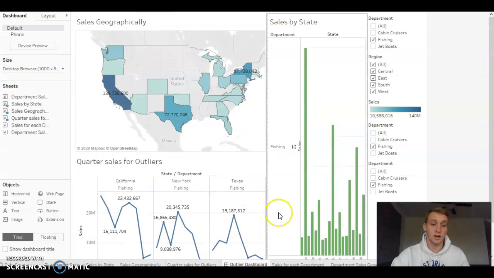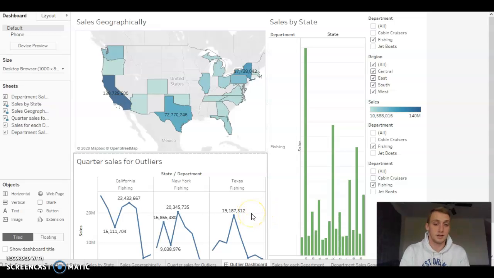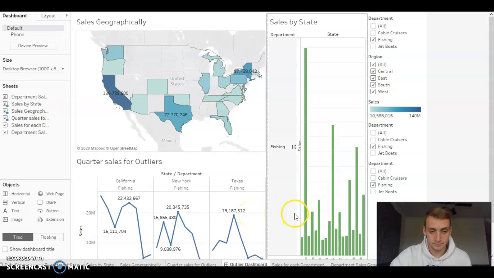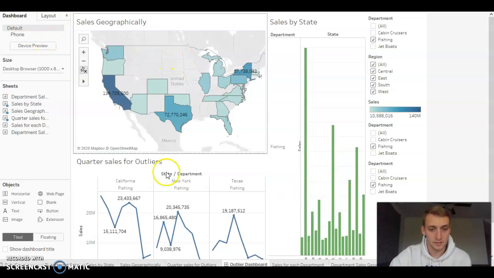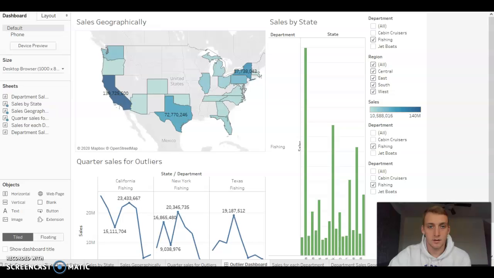For my first dashboard, I put all this together and I wanted to show everything combined. You can see that all three of these highlight those three outlier states that I was talking about earlier. Coming together with all of these, it shows the drastic difference between these three states compared to the next highest and the trends that they follow quarter to quarter.